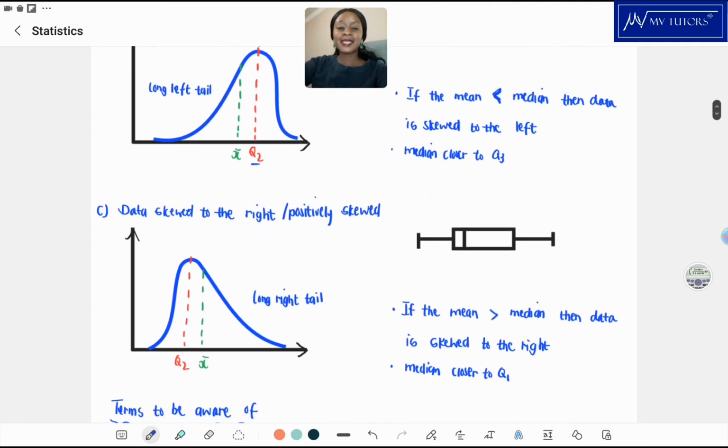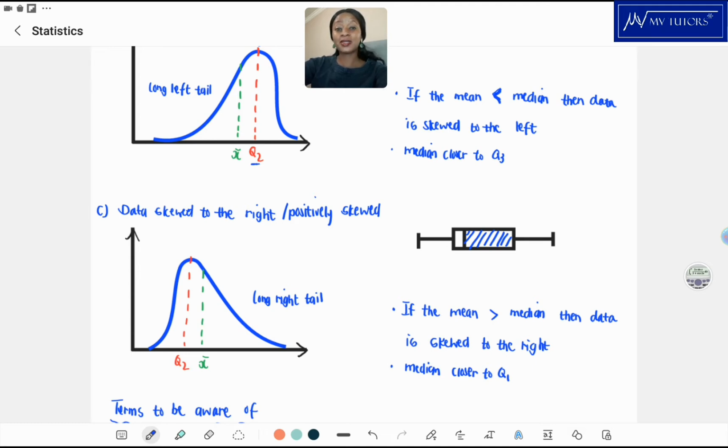Now, what happens when the data is skewed to the right? Again, we look at the longer tail. So when the longer tail is on the right side, then you know that it's skewed to the right. You can even see on your box and whisker diagram that the majority of that space is on the right, not on the left. And in this case, if the mean, that is x bar, is bigger than the median, which is Q2, then the data is skewed to the right. And in this case, the median would be closer to the lower quartile, which is Q1.